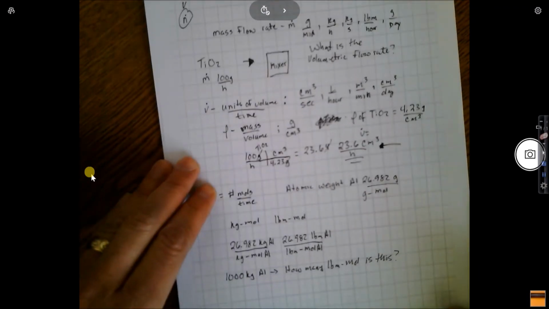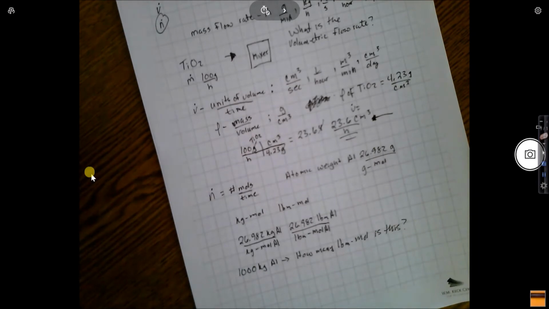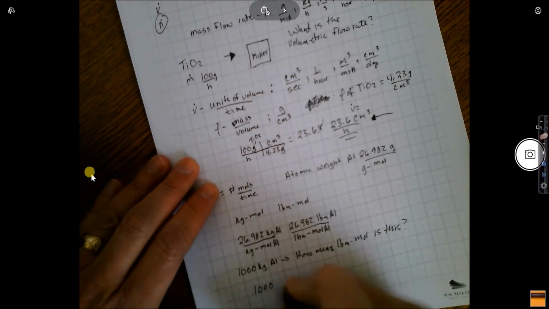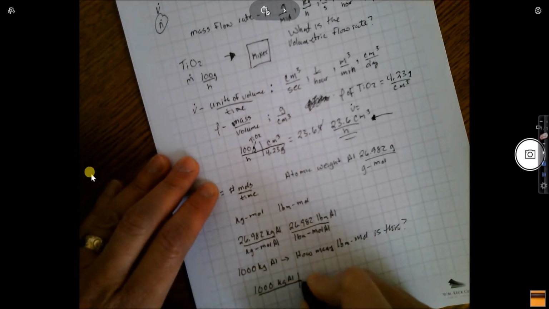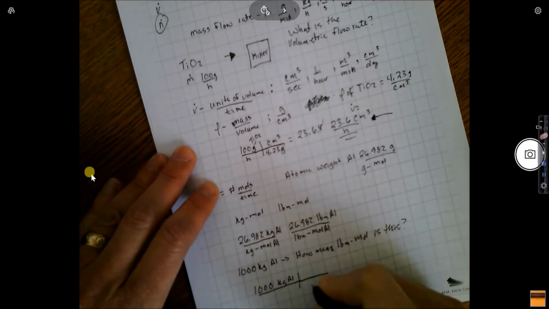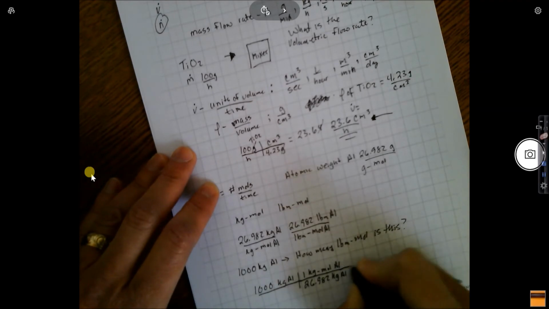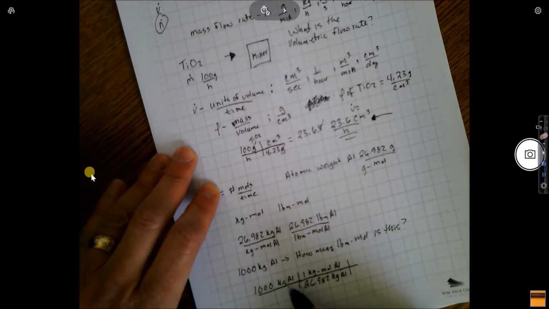Okay, all right, how many pound mass moles is this? So we'd set up our handy dandy railroad track method that we should all be pros at by the end of the class. We want to start off with 1,000 kilograms aluminum. We want our kilograms to cancel, and we know there's 26.982 kilograms of aluminum in 1 kilogram mole of aluminum.